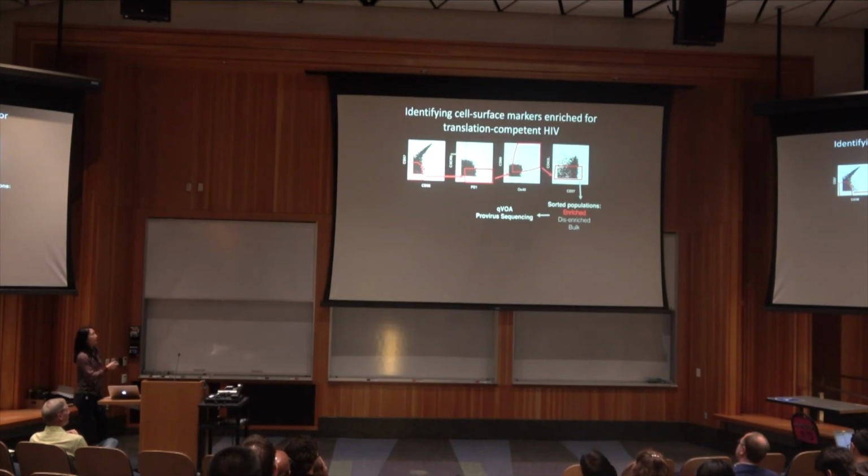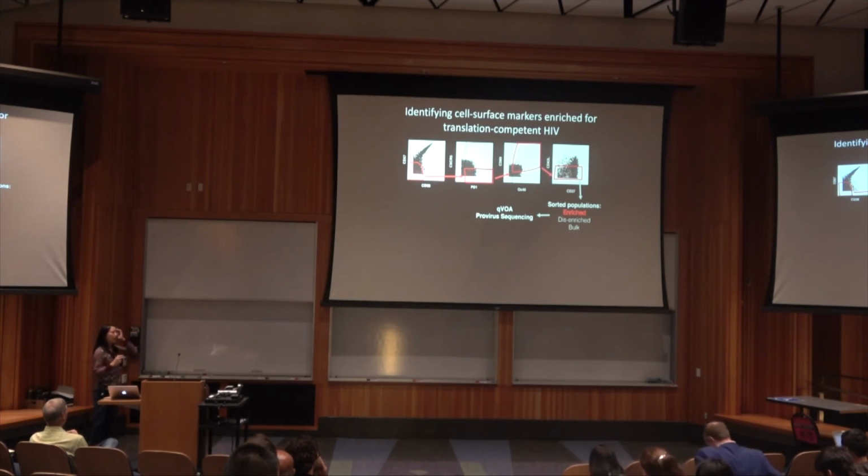For example, these populations that we think should not have latent HIV. And just as another control, we also sorted out some bulk memory CD4 T cells. What we're doing at the moment is QVOA, which is a way to measure the amount of replication-competent HIV in each of these sorted populations. We've also sent some of these samples to a collaborator, Sarah Palmer, in Australia for full-length viral sequencing to determine the extent to which these markers can enrich for HIV with intact genomes.